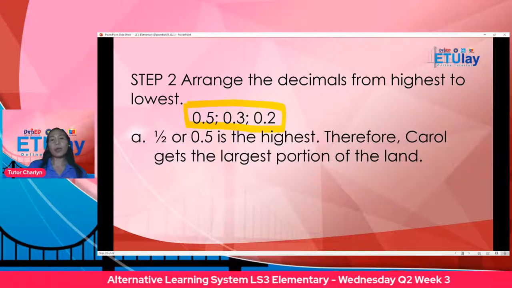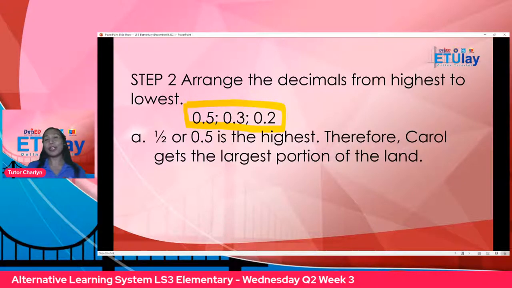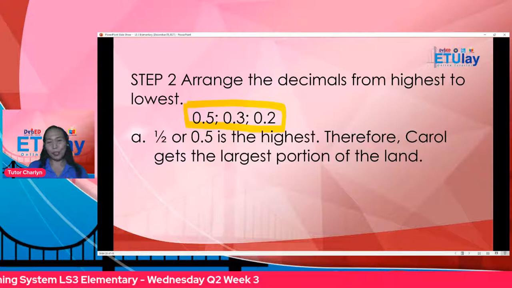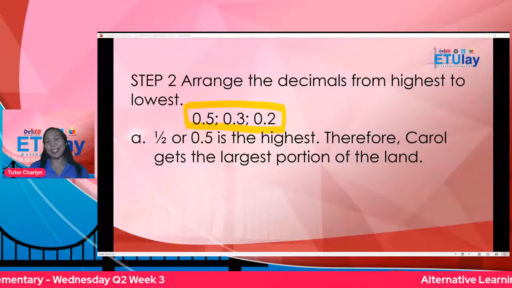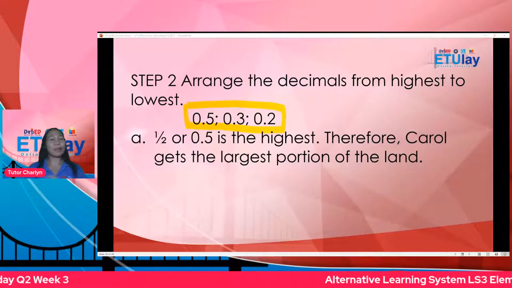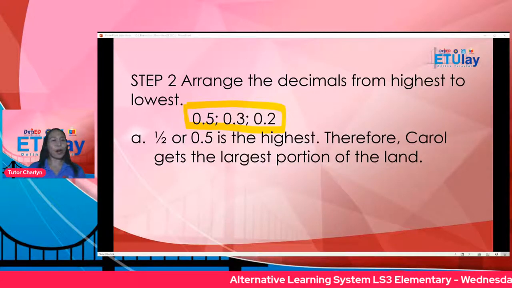1/2 or 0.5 is the highest. Therefore, Carol gets the largest portion of the land. Correct.